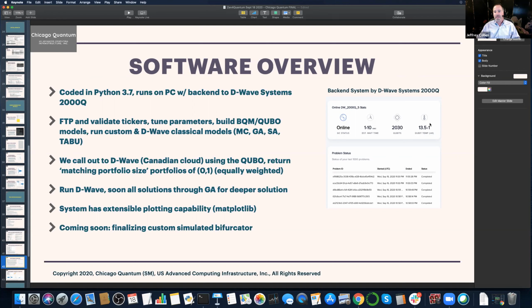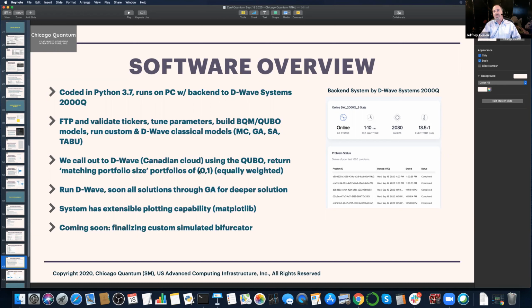We're running at 13.5 millikelvin. And we're using Python 3.7. We use my Mac PC with the D-Wave. We FTP and validate the tickers out of NASDAQ. That's the source we're using, NASDAQ's ticker source. We tune all the parameters, right? We've talked about this. We use the Canadian D-Wave hardware through their cloud service.